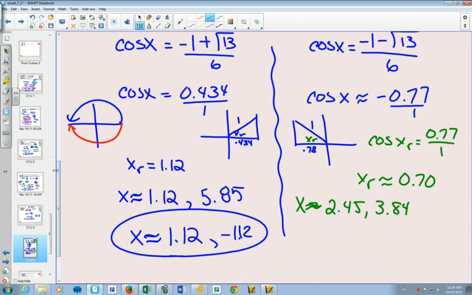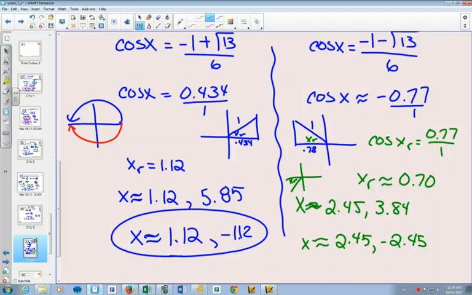This is asking, again, our little diagram with the blue and red here off to the left, it was asking between 0 and pi and 0 and negative pi. So we'll get the 2.45. The 3.84, if we subtract 2 pi from that, will be negative 2.45.